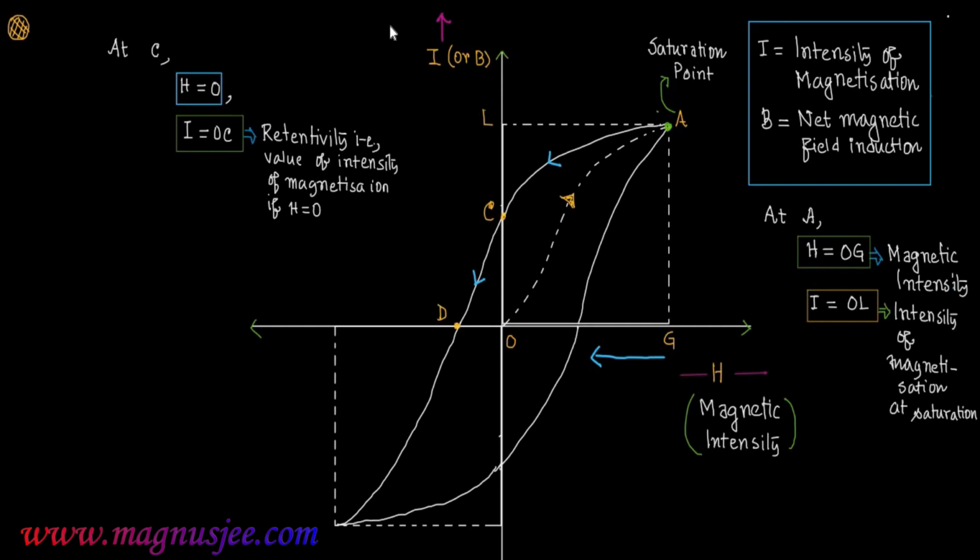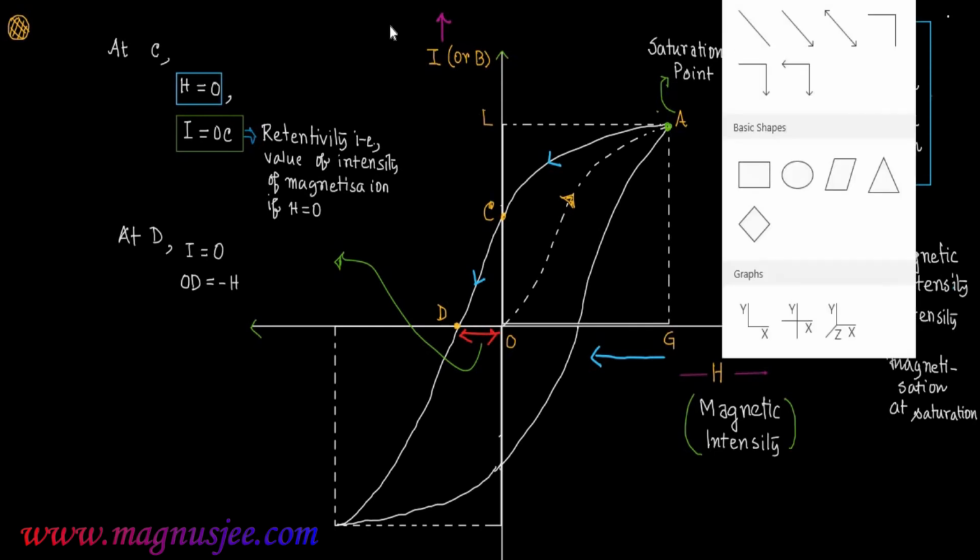Now, if H, or magnetic intensity, is increased from the point O to D in the opposite direction, in that case I, or intensity of magnetization, will decrease along the curve CD. And at the point D, I equals 0, meaning the intensity of magnetization decreases to 0. That means no pole strength will be retained by the ferromagnetic substance.